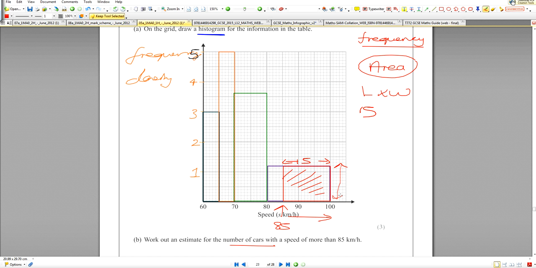And then we've got to work out the width. What's the width? 1.2. So we've got 15 times by 1.2. Can somebody give me a solution to that, please? 18. So the answer is, in this one it looks like exactly 18 cars. That's how you would do that kind of question. You have to interpret the area. The area in a histogram represents frequency.